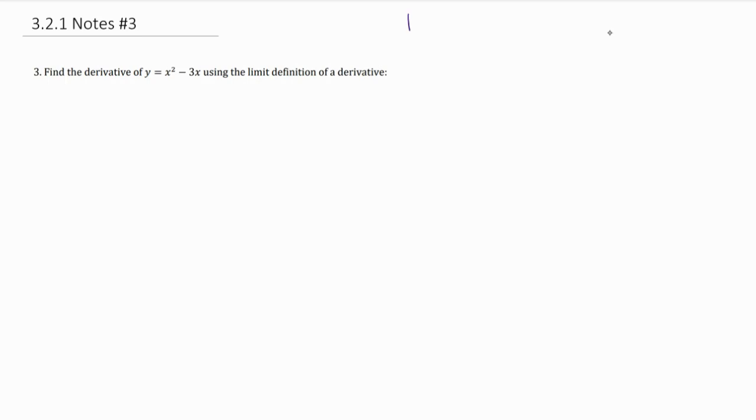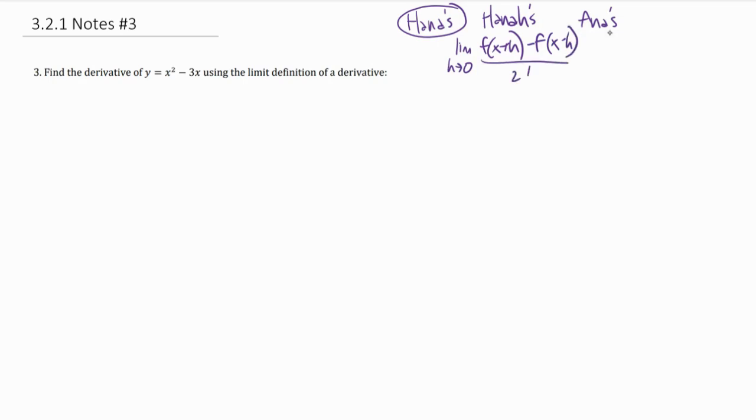There's like Hannah's, and then there's Anna's. And this Hannah's with the one h is the one I'm going to be using. But just to remind you, Hannah, hers is two h's. So she has the limit as h approaches 0 of f of x plus h minus f of x minus h over 2h. And then Anna uses a's. That's the limit as x approaches a of f of x minus f of a over x minus a. So these are two other limit definitions, but I typically will use this one.